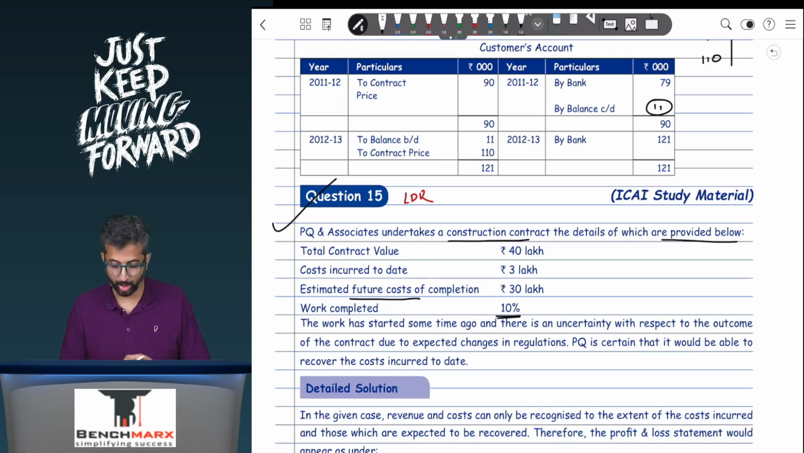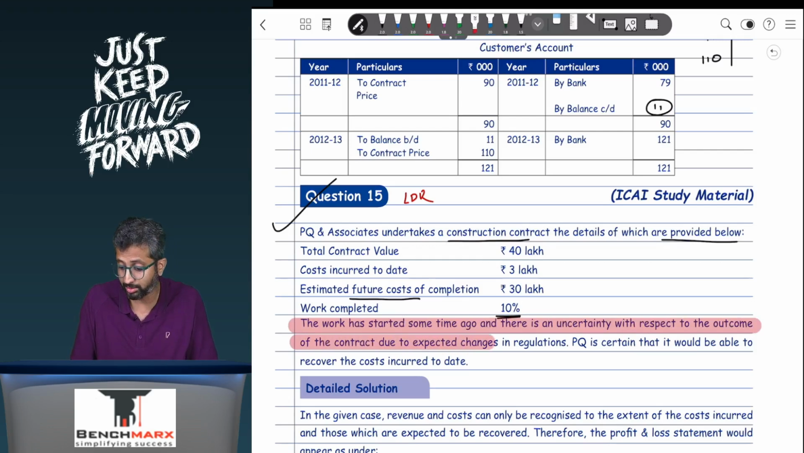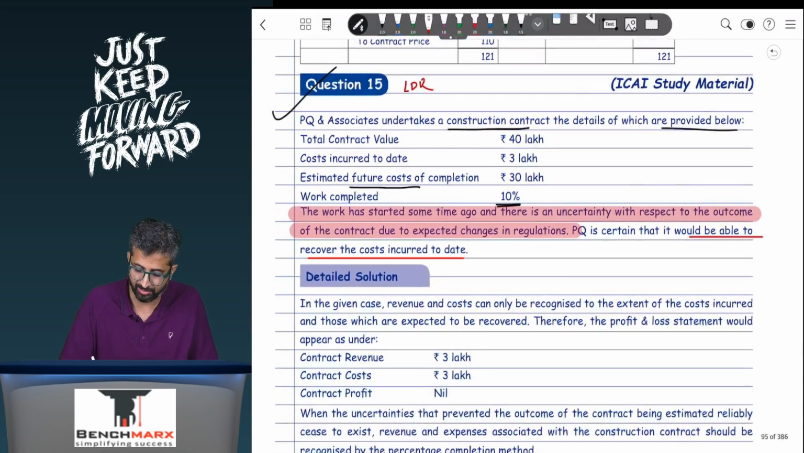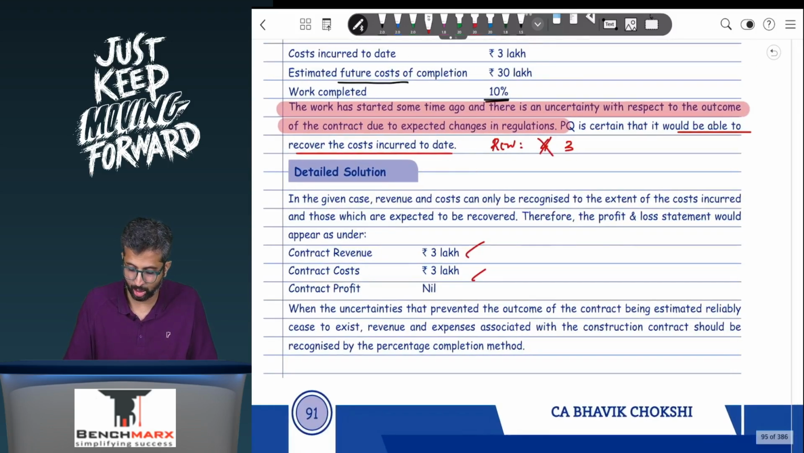Actually, if the question ended over here, we would have said 40 into 10%, that is 4, is the revenue to be recognized, minus 3, and hence 1 will be the profit. However, the question tells you over here, the work has started some time ago and there is uncertainty in respect of the outcome of the contract due to changes in regulations, very clearly telling you that. Now, in such a situation, PQ is certain that it would be able to recover the cost incurred till date, in which case how much is the revenue to be recognized? Well, you will not recognize 40 into 10%, that is 4, you will record it to the extent of cost, that is equal to 3. So this is 3 minus 3, which is equal to nil.